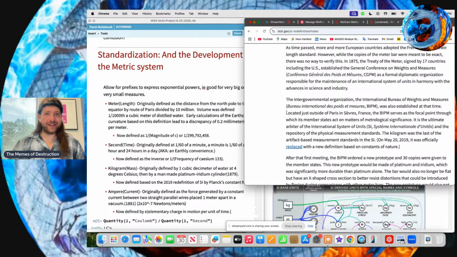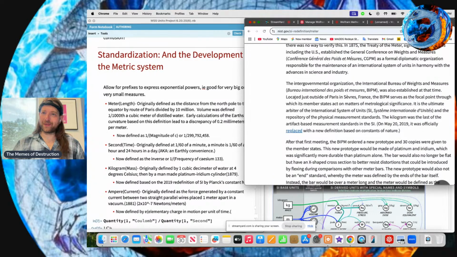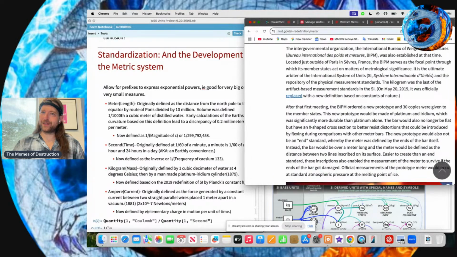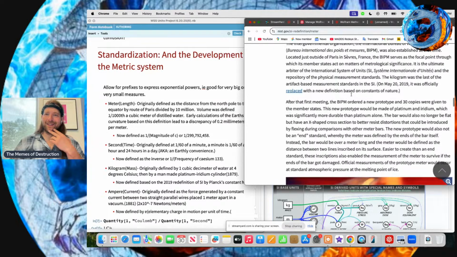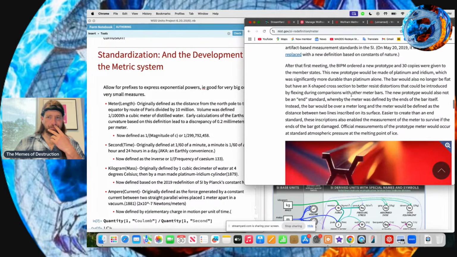All right, it's 1875, the conference on measurement. We went over that before. Now the International Bureau of Weights and Measures was also established, located outside Paris, France. It serves as a focal point on which members act on matters of metrological significance. It is the ultimate arbiter of the international system of units. Repository of the physical measurement standards, the kilogram was the last of the artifact-based measurements. It was officially replaced.